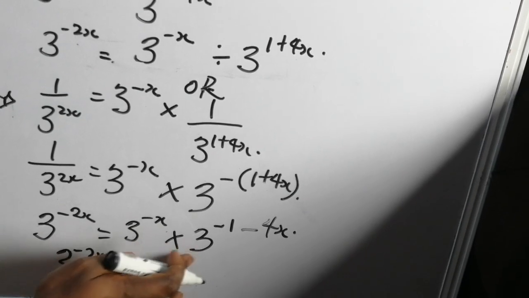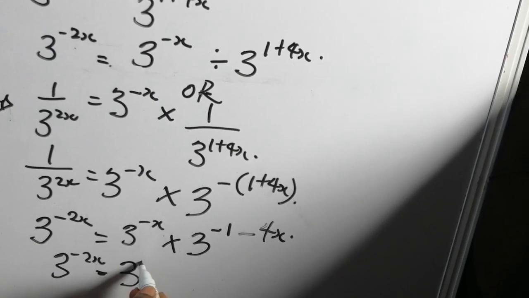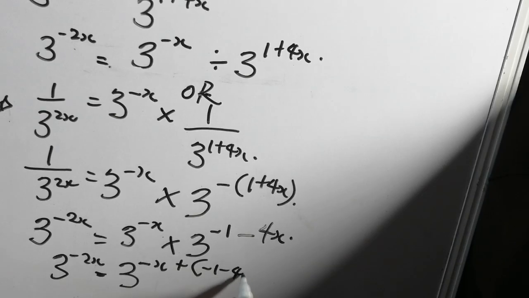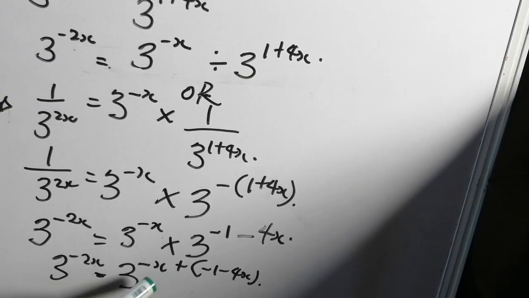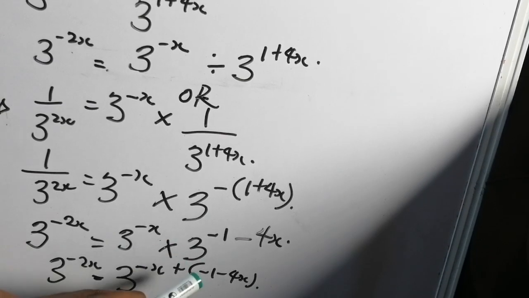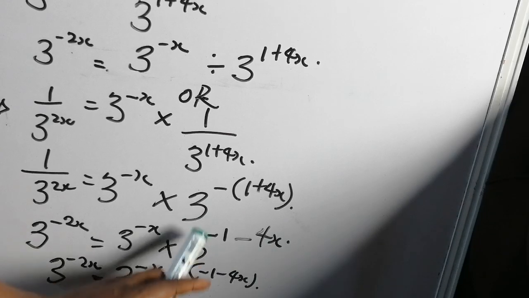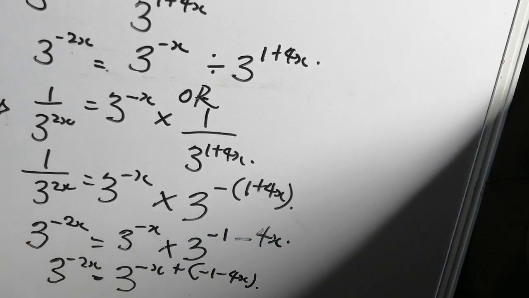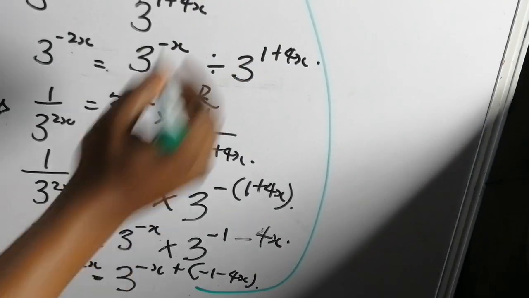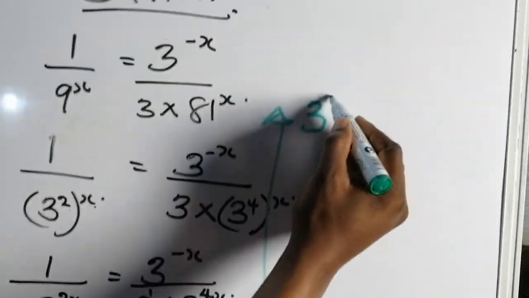This is multiplication now. Pick one base and add the power, plus, open a bracket, minus 1 minus 4x. Don't miss that sign. Okay, minus x plus multiplication, pick one base, add the power, plus, you use plus to multiply the whole power here, minus 1 minus 4x. So now if you look at this very well, let's continue this one here.